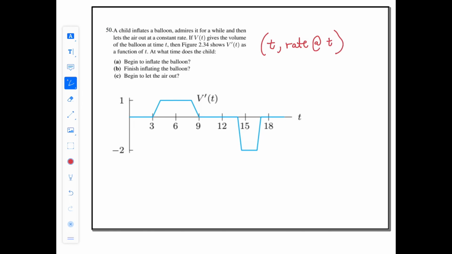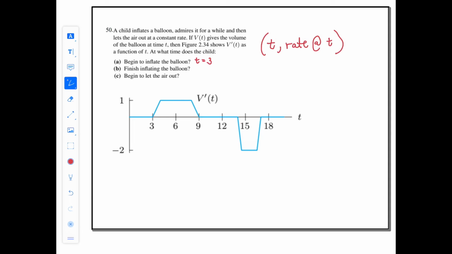So let's answer these questions. Pause and see if you can get these knocked out. For the first one, when does this child start to inflate the balloon? So now I'm looking at when the rate of that balloon increases. And I'm hoping that you can see that would be when t is 3.